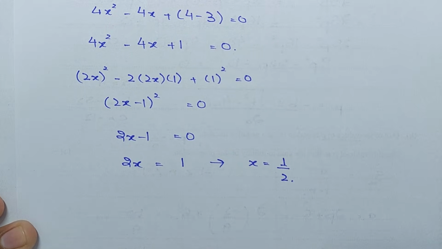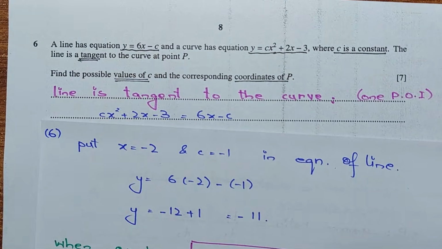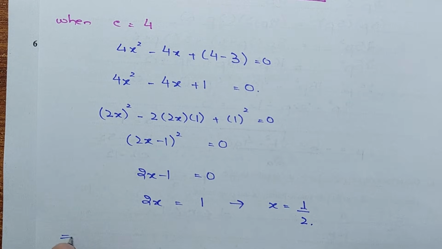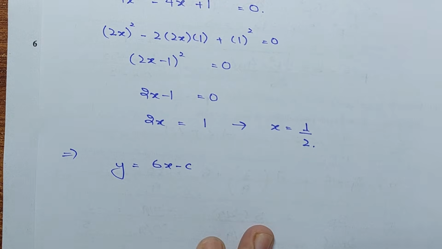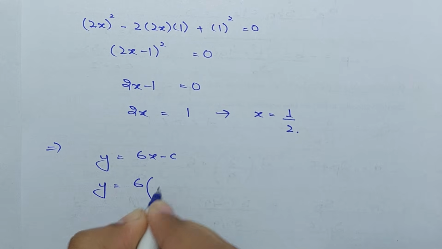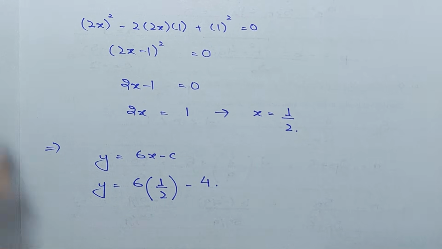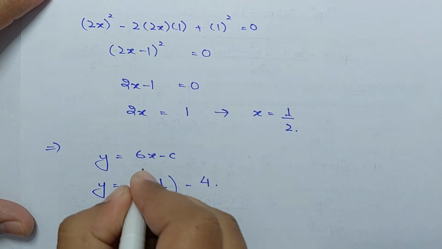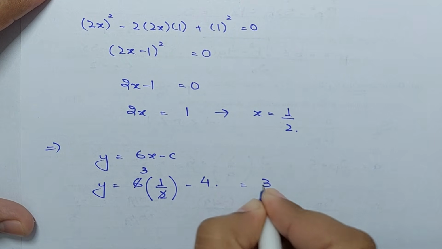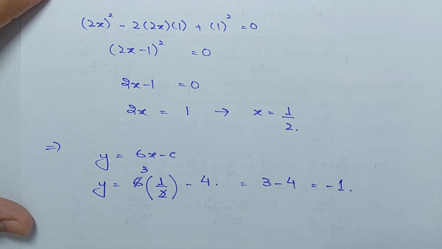When the x coordinate is 1 by 2 and the c value is 4, just plug everything into the equation of line y equals to 6x minus c. Now from here the y is equals to 6x minus c. The y coordinate is 6 into x is 1 by 2 minus the c value is 4. Okay, so 2 times 3 is 6. 3 minus 4, this is negative 1. The y coordinate is negative 1.